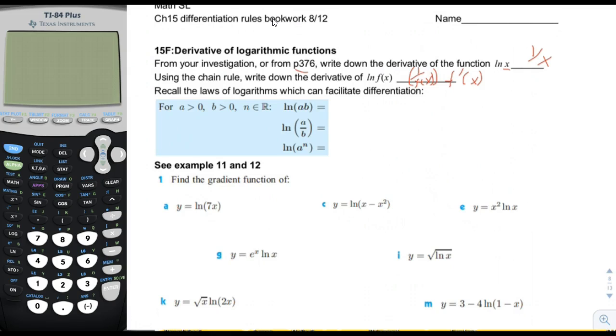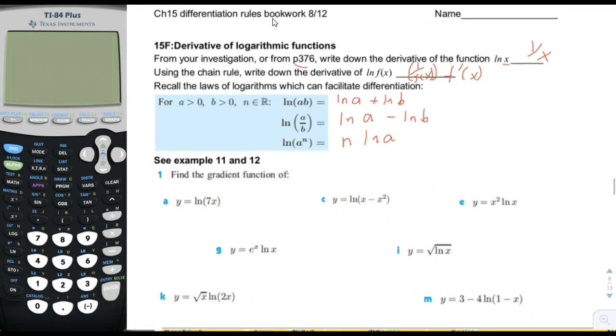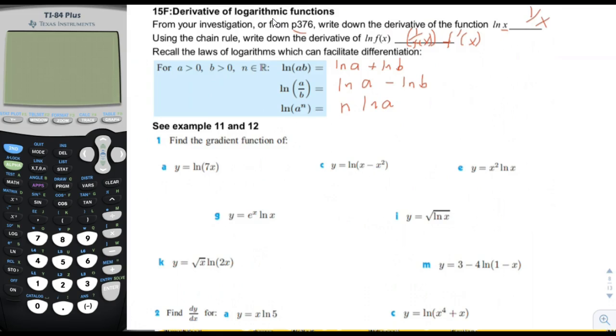Remember that the natural log of a product AB is equal to the natural log of A plus the natural log of B. The natural log of A over B is equal to the natural log of A minus the natural log of B. And finally, the natural log of A to the nth power is equal to n times the natural log of A. So those are the three rules that you can use to rearrange the natural log functions to make them easier to take the derivative of.